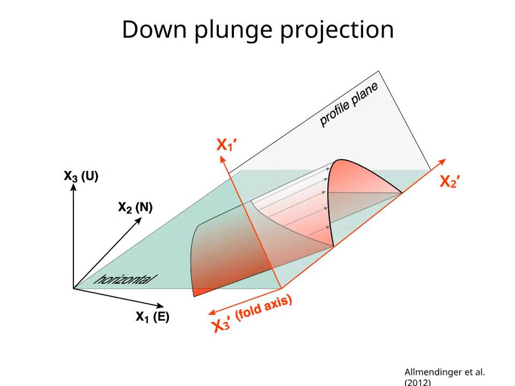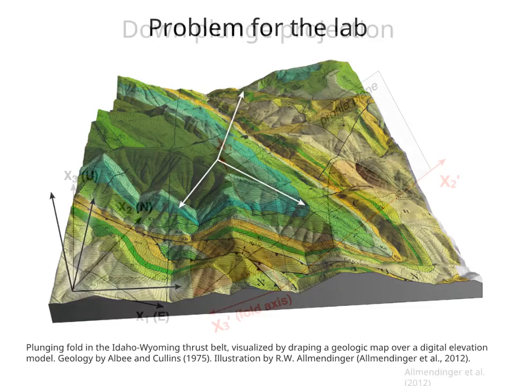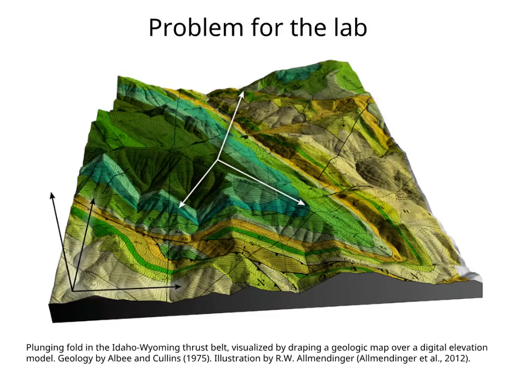To construct the down plunge projection of the fold, we just need to transform points on the fold, from east, north, up coordinates, to a coordinate system with x'3 along the fold axis, and x'1, x'2 defining the profile plane of the fold. In the lab, we will construct the down plunge projection of this anticline.